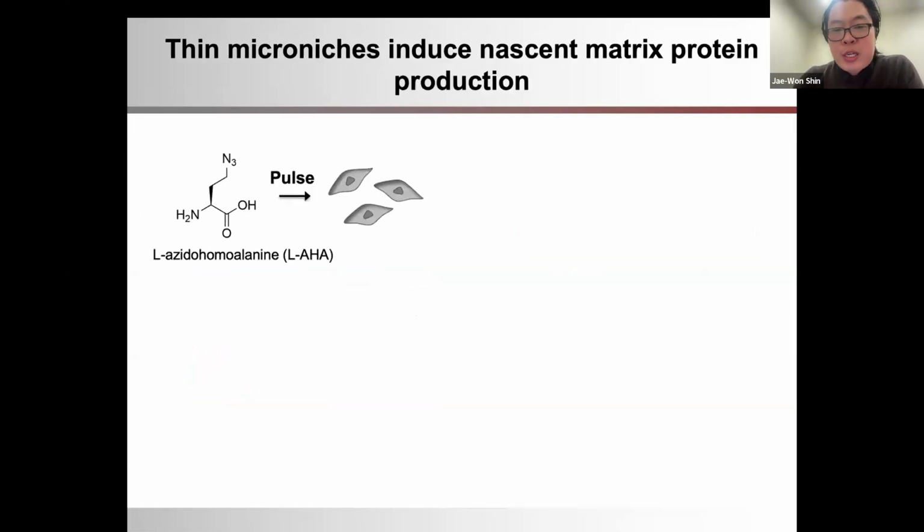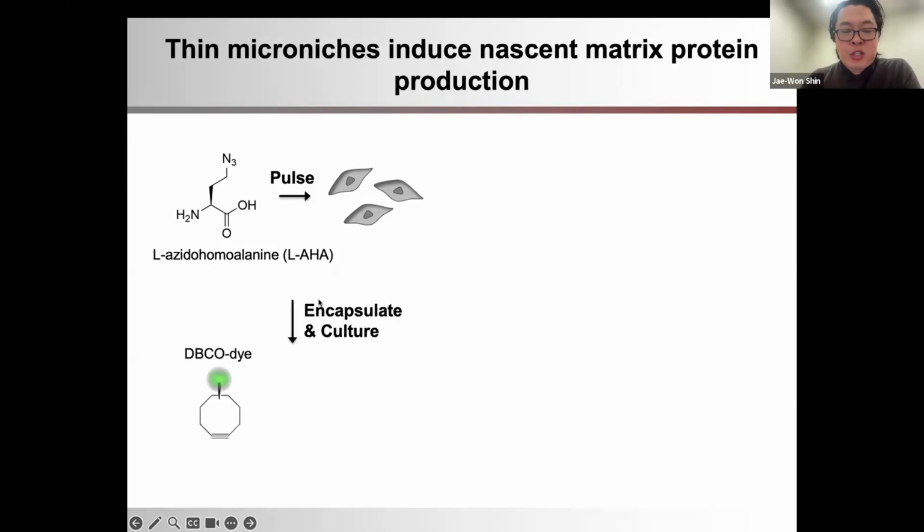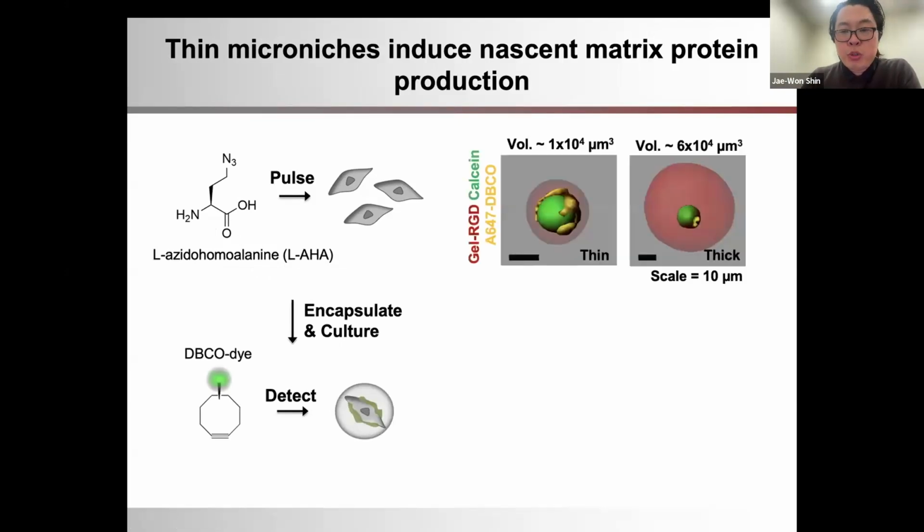Another important consequence is that we figured out the downstream pathways that ultimately result in matrix production. To understand whether the cells are able to sense the microenvironment and start making new matrices, we used metabolic labeling, where we fed cells with the azido version of methionine, called azidohomoalanine. Then we encapsulated them in thin versus thicker hydrogels and cultured them. And then we used a click reaction to detect the nascently produced proteins.